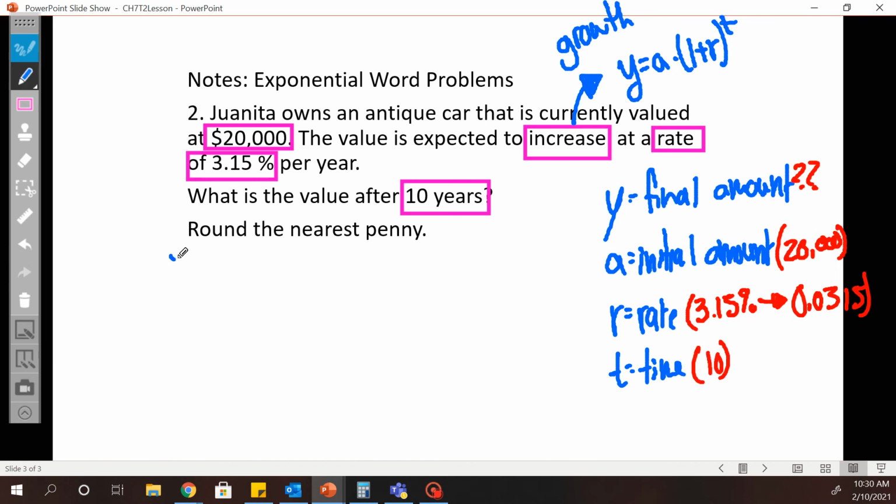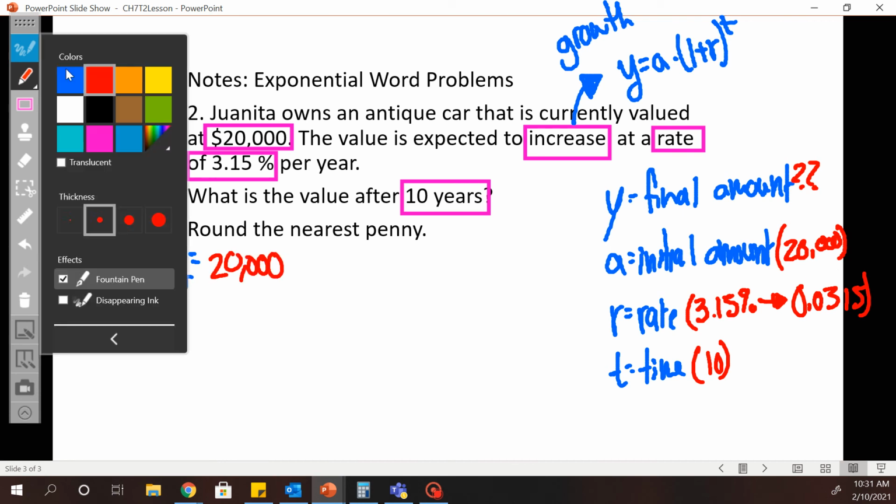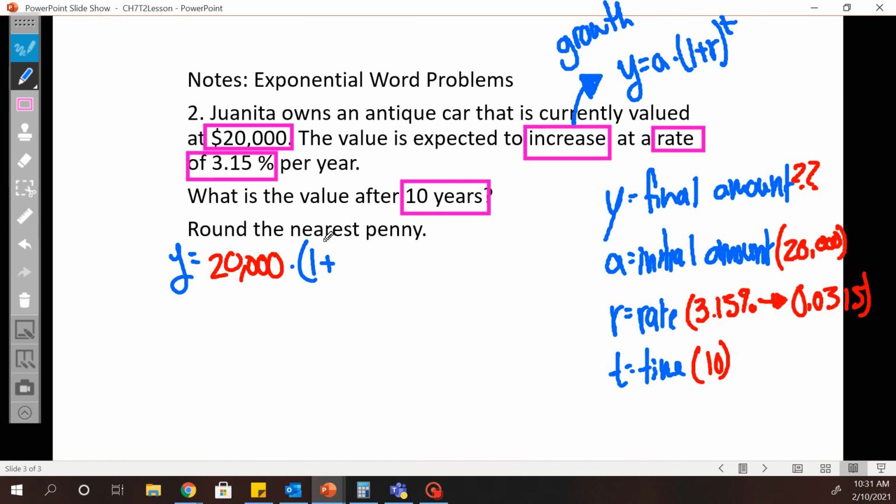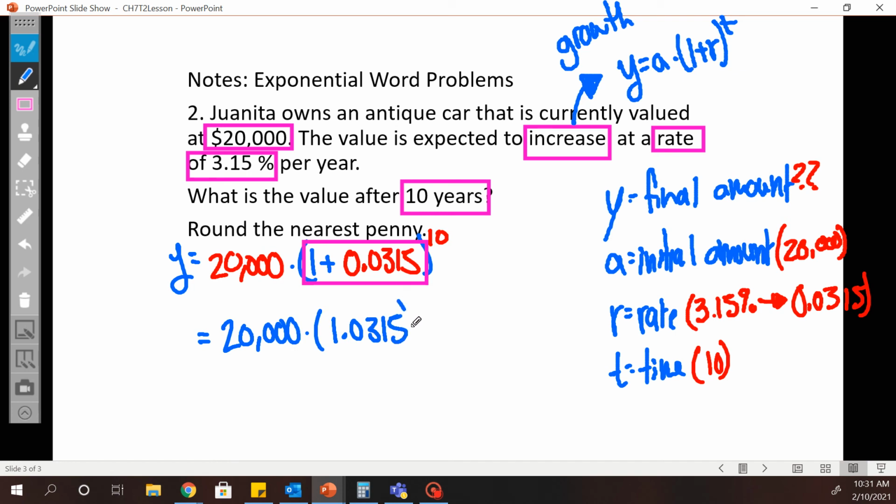All right, now it's just a matter of putting them into the equation and calculating. So we got y equals 20,000 times 1 plus the rate, which is 0.0315, and we will raise that to the 10th power. So first thing we do is inside the parentheses. So we've got 20,000 times 1.0315 to the 10th power.